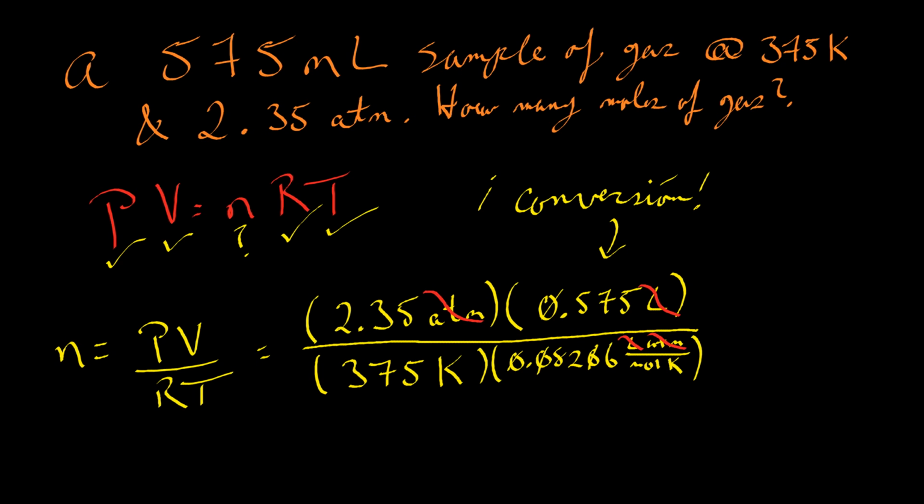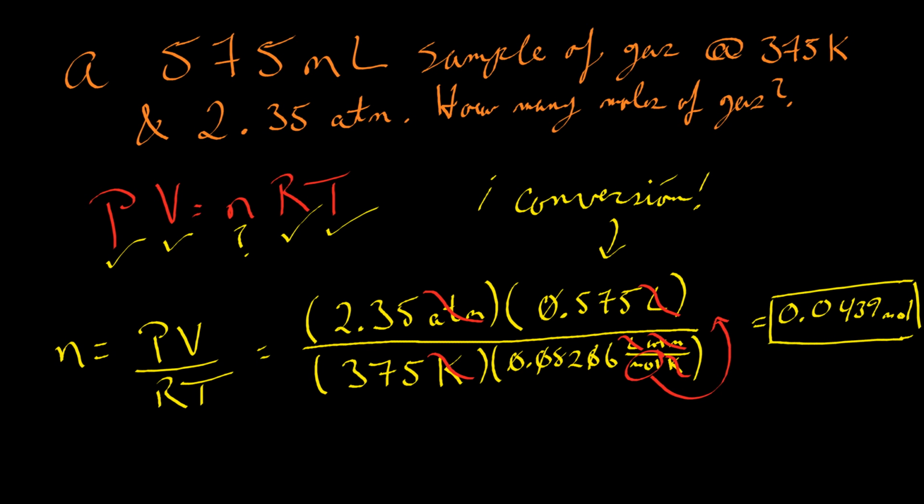Then, going down to the bottom, we have Kelvin down there, then we have Kelvin on the bottom of the bottom, so those cancel. And all that's left is moles. Moles are on the bottom of the bottom, which means we bring them up top. Dividing by 1/2 is the same as multiplying by 2. Dividing by 1 over moles is the same as multiplying by moles. So moles come up top. And once you plug those into your handy-dandy calculator, you get 0.0439 moles.